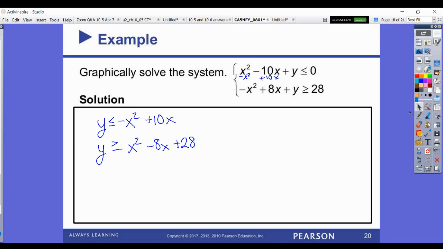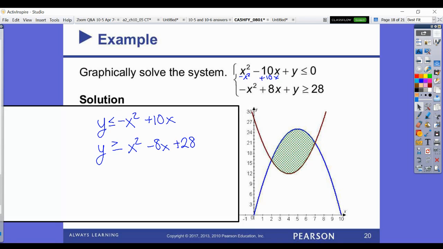So like I said, you can make a table of values. I can tell that this one's going to go through 0 and 10 because those are numbers that would give it a 0 value. So if you put that in your calculator, then you need to decide solid or dashed. They're both solid, so that's pretty easy. The third thing you need to do is test a value. So I'm going to show you what they would look like. This is actually the answer. You have to change your scale a little bit so you can see up this high, but this is what they look like. So we have our negative x squared plus 10x is this blue one, and x squared minus 8x plus 28 is the red.